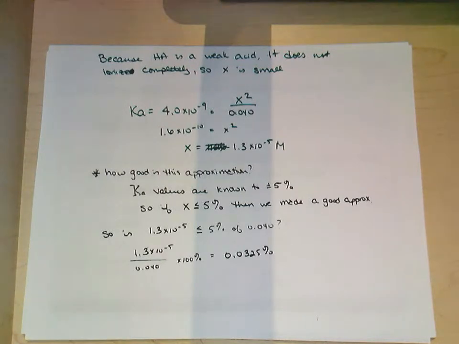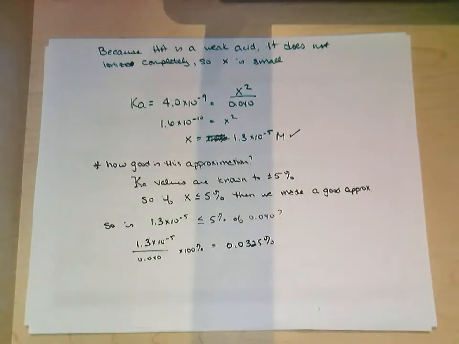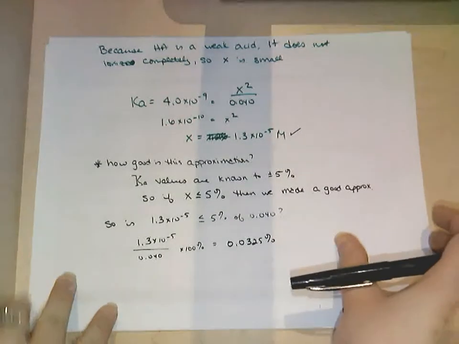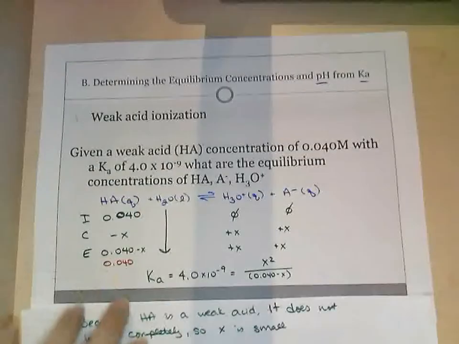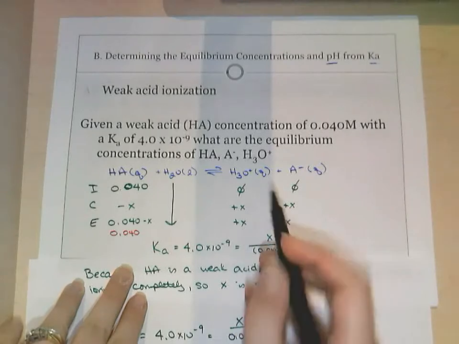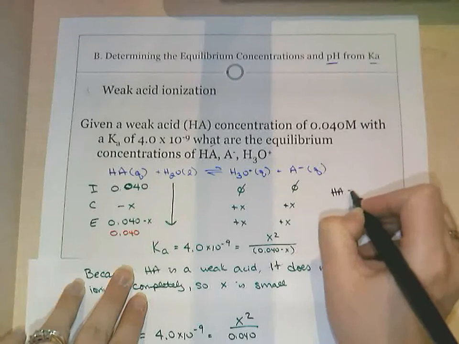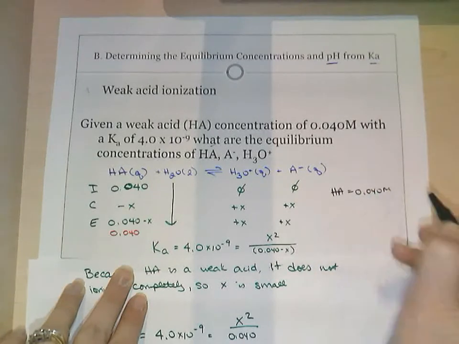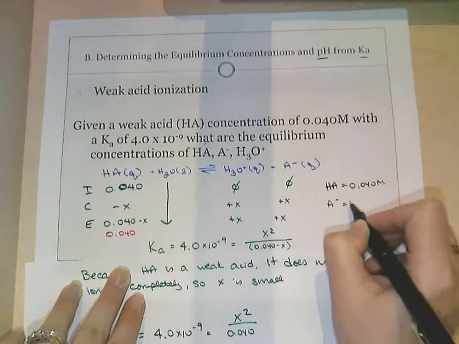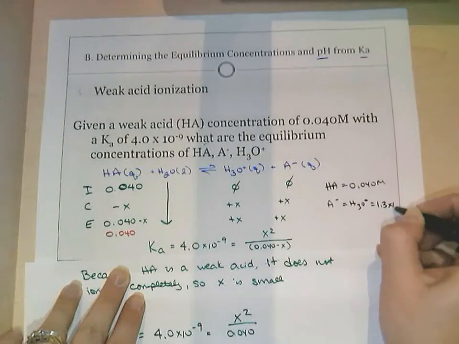So, did I make a good approximation by assuming x is small? Yes, I made a good approximation. So, now that I know that this is a good x, we can finish solving the problem. What was x in my original ICE chart? All right, my H3O plus. And so, I found this is that. So, I can say HA is still 0.04 molar. A minus is equal to H3O plus, which is equal to 1.3 times 10 to the negative fifth.